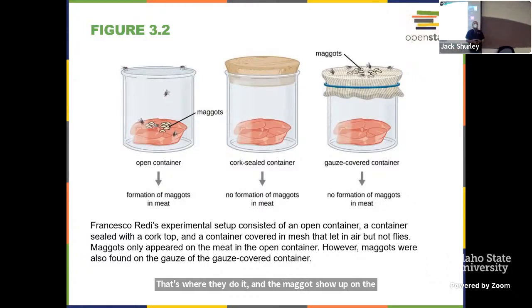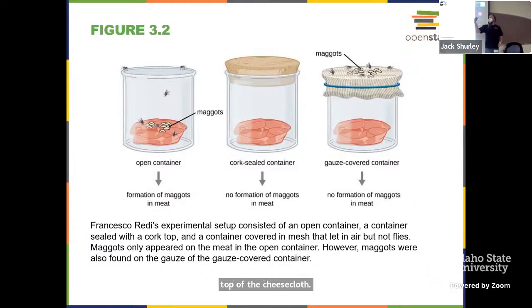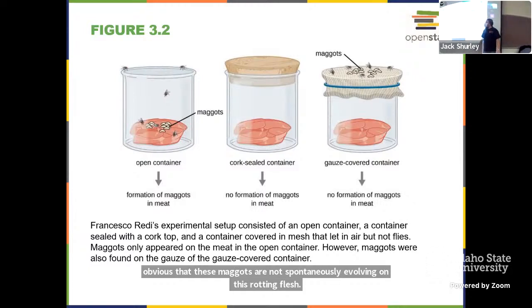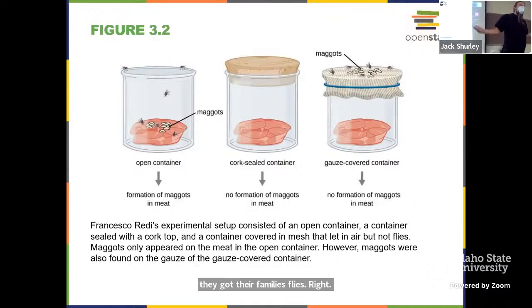So again, Redi thinks, sweet, I have done this. I have just disproved spontaneous generation, right? It's obvious that these maggots are not spontaneously evolving on this rotting flesh. They got there from these flies, right? It's not so simple, right?